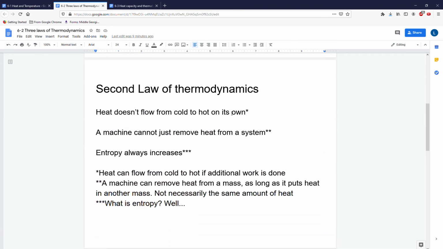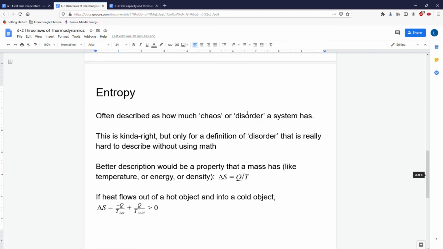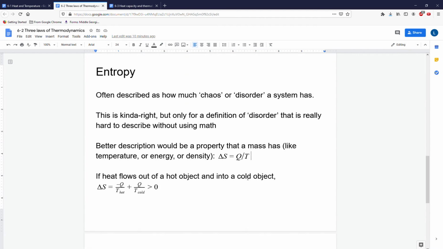All right, for this first definition, heat doesn't flow from cold to hot on its own. Well, let's consider the scenario where we have a cold object and a hot object. And let's say that heat is flowing out of that hot object and into the cold object. So if it's the same amount of heat in both cases, the hot object loses a certain amount of heat, the cold object gains that certain amount of heat. We can see that negative Q over the hot temperature, and so a hot temperature is going to be larger than the cold temperature, which means that this term is going to be smaller than this term, which means overall the change in entropy is positive.